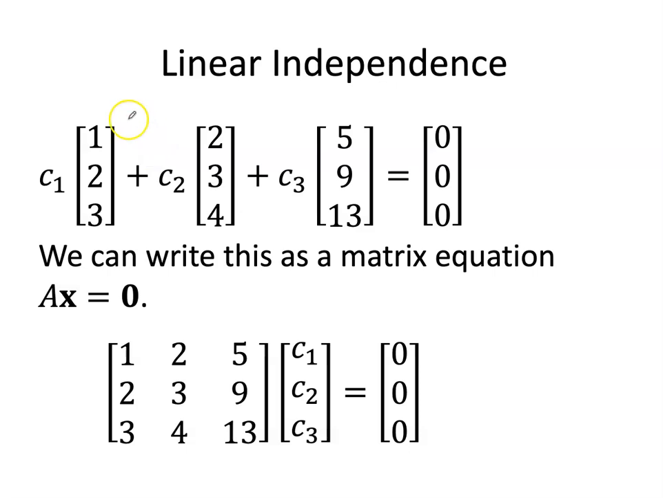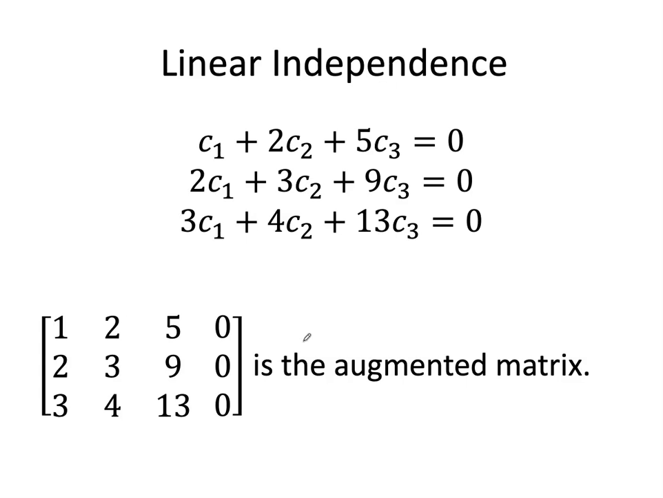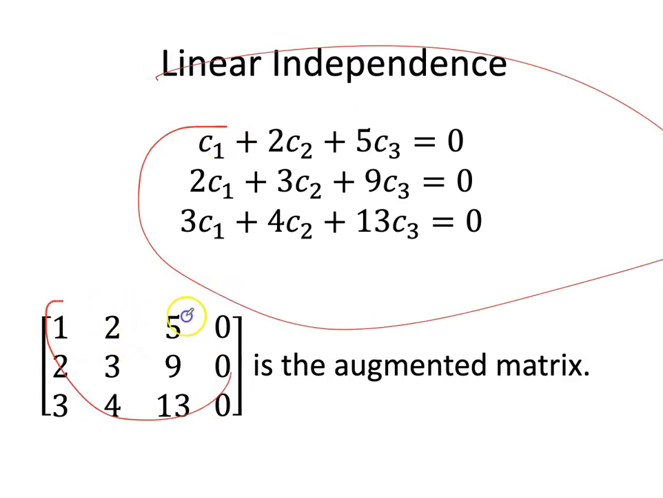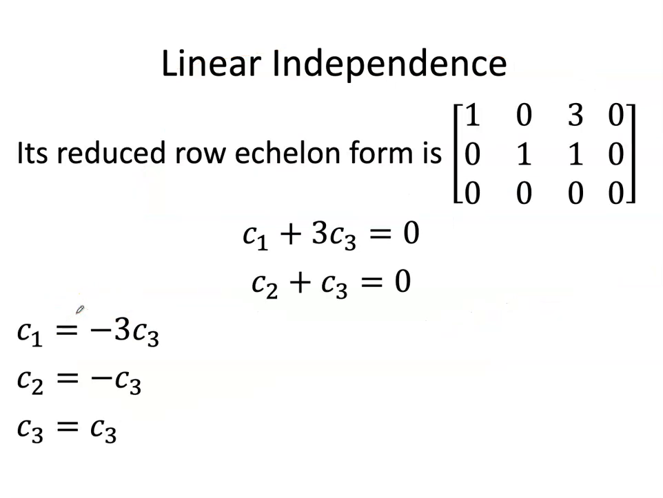So again, we have this from the previous slide. We can write this as a matrix equation, Ax equals 0. So this is our matrix A. And notice when you multiply A times this vector x, you get Ax equals 0. In other words, you basically get what we have above. 1c1 plus 2c2 plus 5c3 equals 0, etc. Okay, so we have that as a matrix equation. You can express it as a system of equations like this on top. And then the augmented matrix just looks like this. We know how to solve a system of equations like that. Its reduced row echelon form is going to look like this.